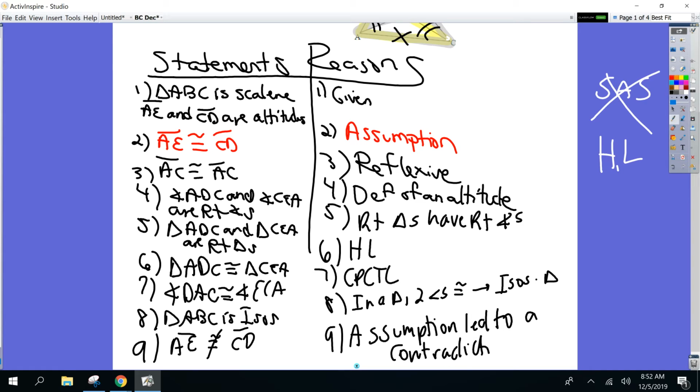And remember what else you got to provide to me. Where is that contradiction? It's not the assumption, all right? The assumption led to a contradiction. Where is it? ABC is scalene in step 1, and ABC is isosceles in step 8.